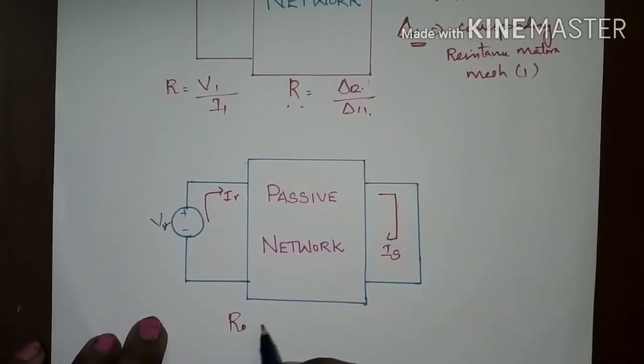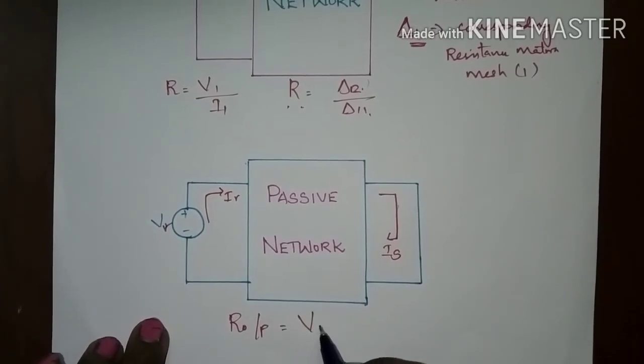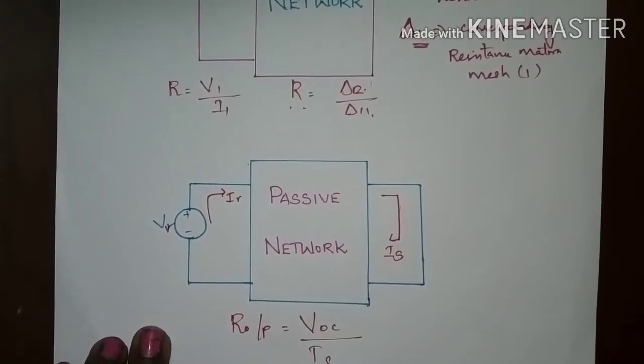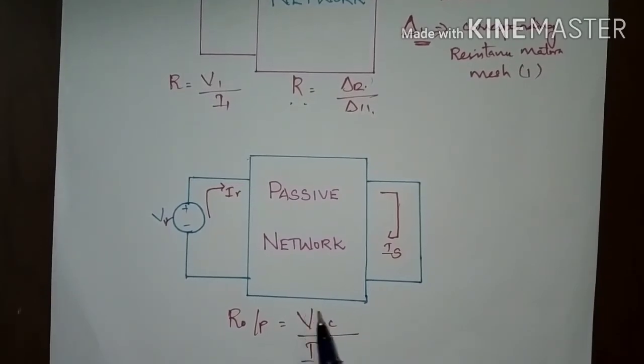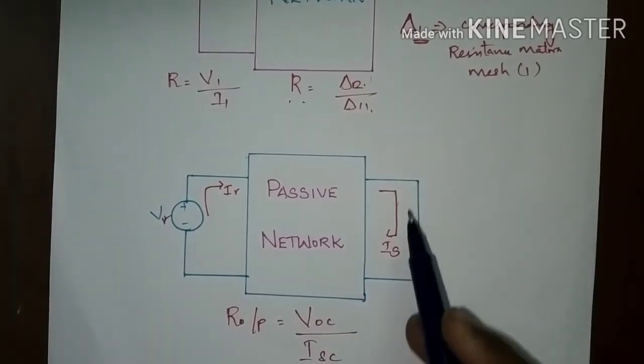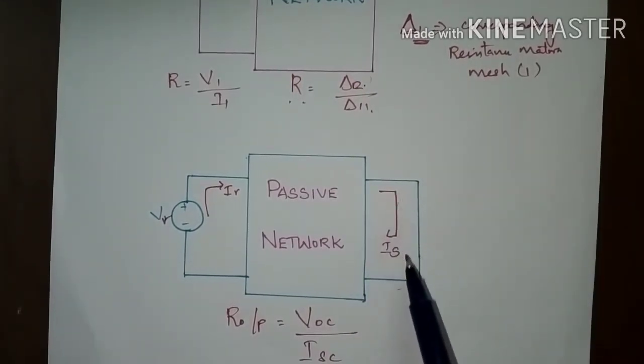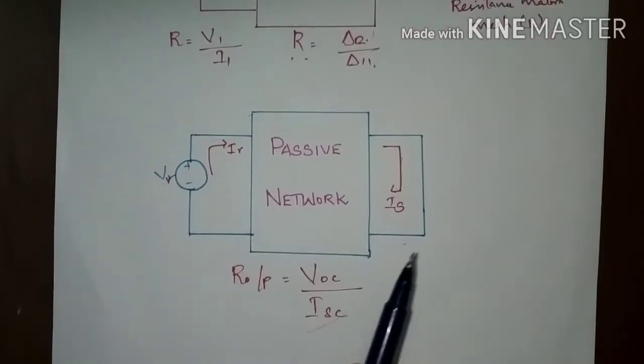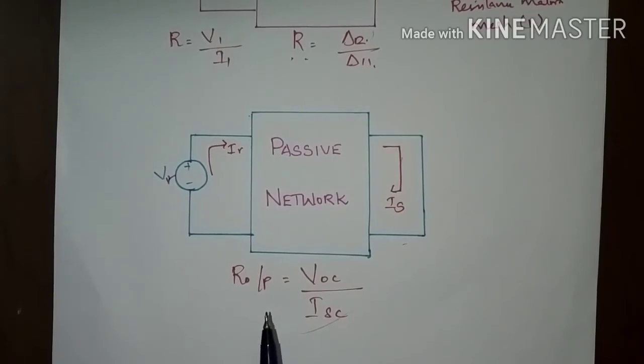So, our output resistance can be given by the open circuit voltage divided by the short circuit current. VOC is the open circuit voltage. If you open the circuit and find out the voltage, that is the open circuit voltage, and if you short it and find the value of the current which is flowing, that is the short circuit current. This resistance value would be used in the Thevenin and Norton theorem to find out the output resistance which has been connected to the passive network, to find out the current drawn by the nodes which you are connecting at the external end.